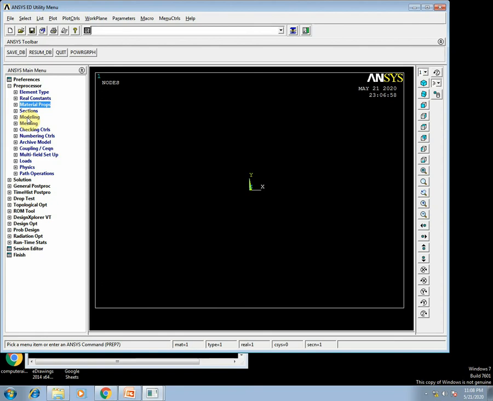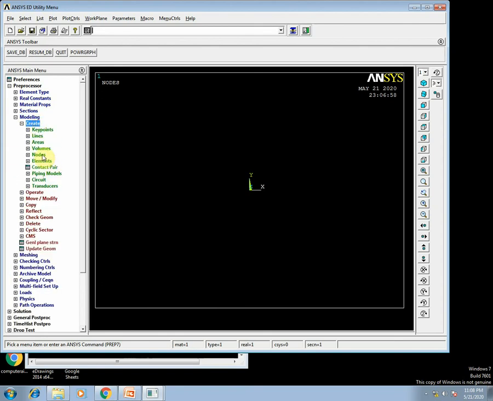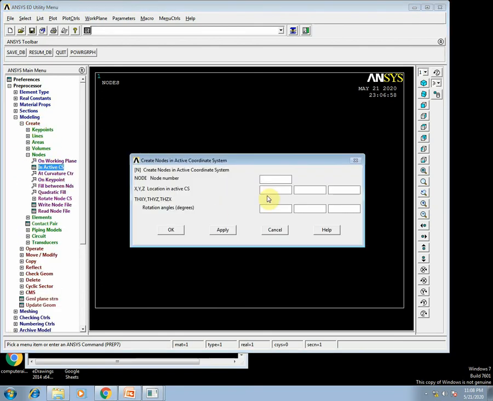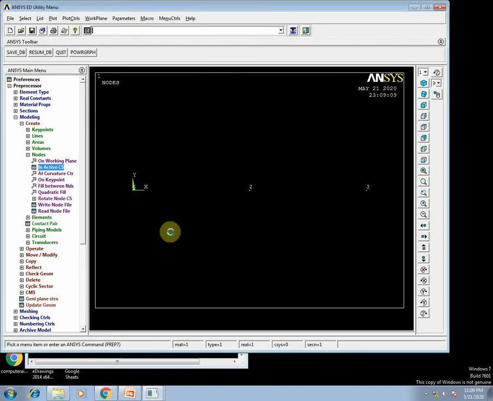Now I have to create a model. Create nodes, in active CS. Here we have to enter the nodes coordinates. First one, node 0 0 0. First node is x, y and z 0. Apply. Second node, the x-axis distance is 2 meter, y and z 0. Apply. Third one, the x-axis is 4 meter. Apply.